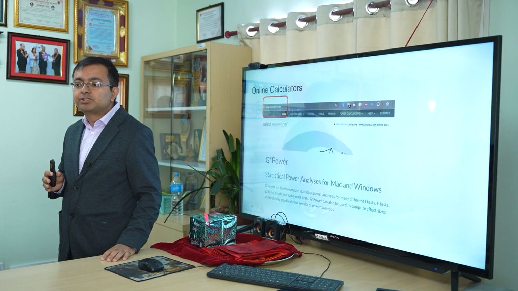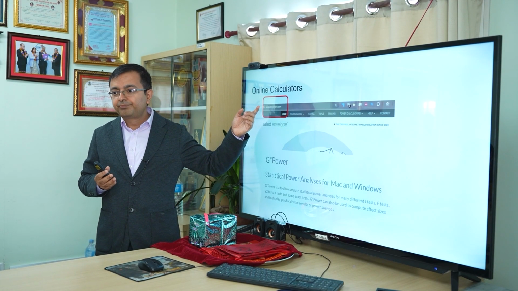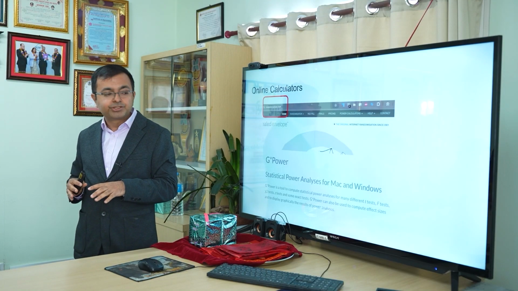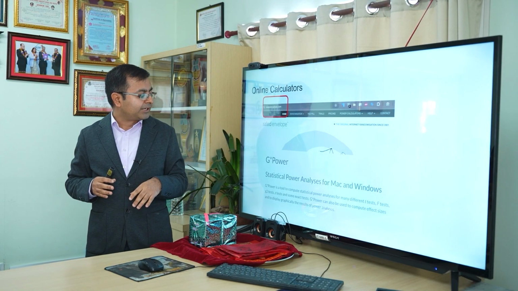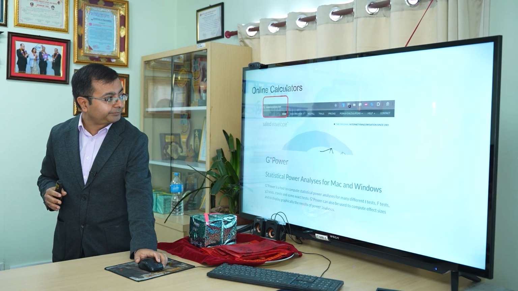And there are online tools. The most popular one is sealedenvelope.com, in which you fill in your parameters and it calculates the sample size. Or there is software like Quibhs. All these are for sample size calculation.